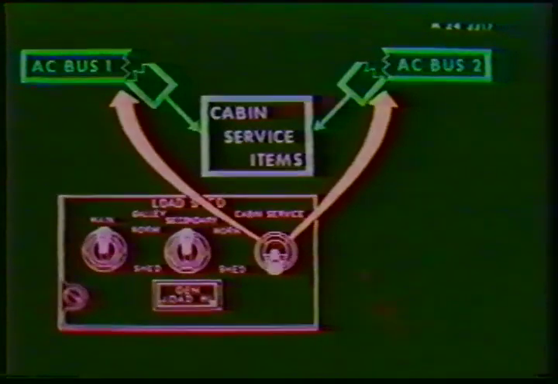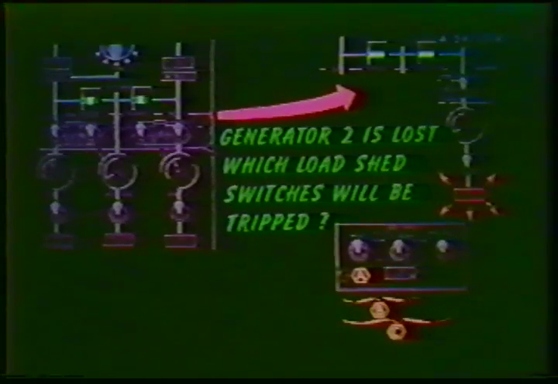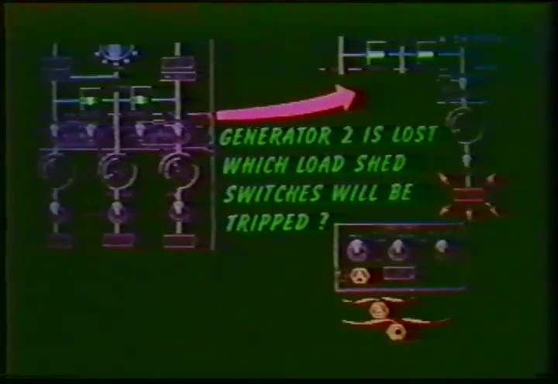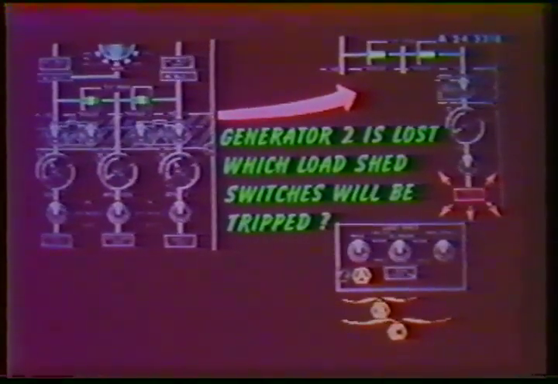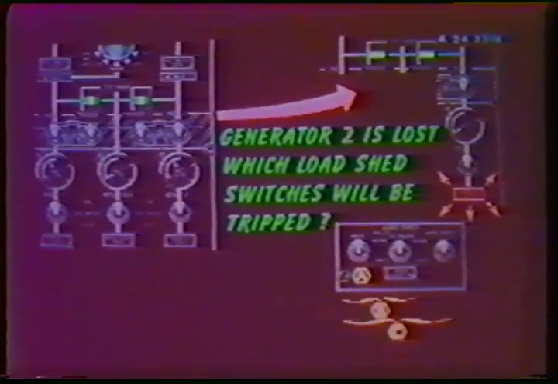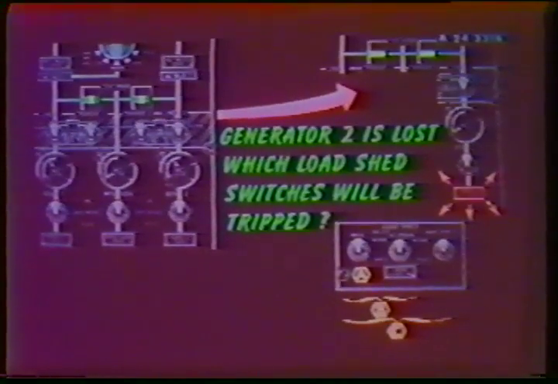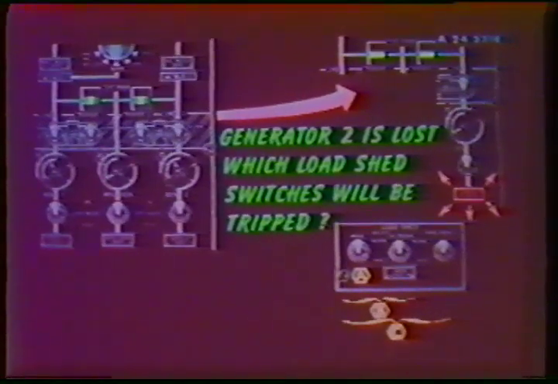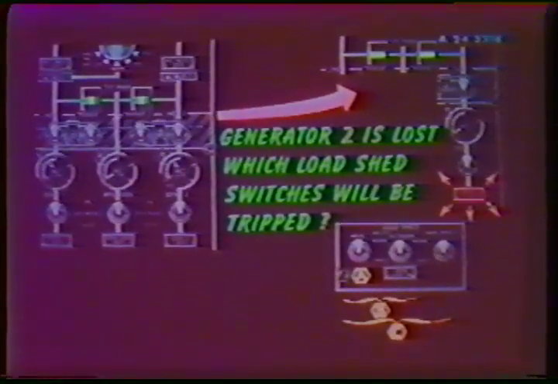Now for the last question before we finish the electrical system. The system was running normally with generator 1 and 2 operative. Then due to a fault, generator 2 is lost. Which galley load switches will be automatically tripped? A, the main galley switch. B, the main and secondary galley switches. C, the main, secondary, and cabin service switches.